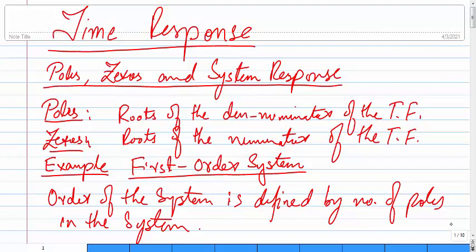Today we will continue time response, and last time we discussed in the previous video what poles are. Poles are the roots of the denominator of the transfer function. Zeros are the roots of the numerator of the transfer function. So if you find the roots of the numerator and denominator, from there you can get poles and zeros. From the start we discussed first order systems, and a first order system is defined as one which has only a single pole.